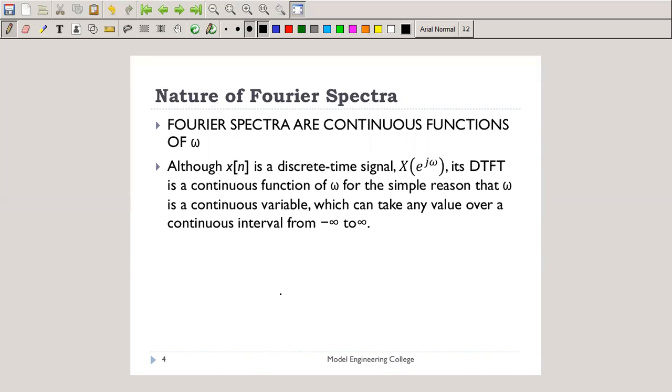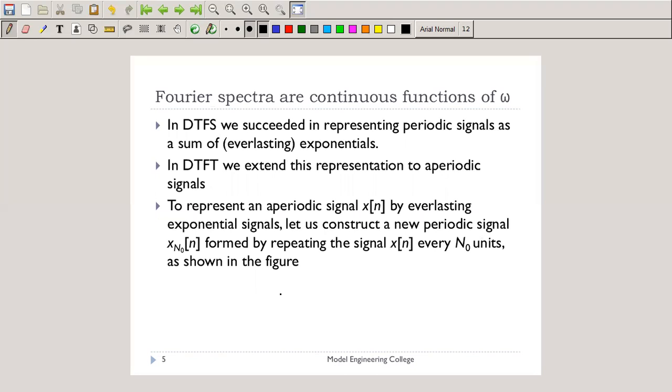So x of n is a discrete time signal, but its Fourier transform, that is the Fourier spectrum X of e raised to j omega, that is its DTFT, is a continuous function of omega. This is because omega is a continuous variable. That is, omega can take any value over a continuous interval from minus infinity to infinity. So this can be explained using the extension of the discrete time Fourier series concept.